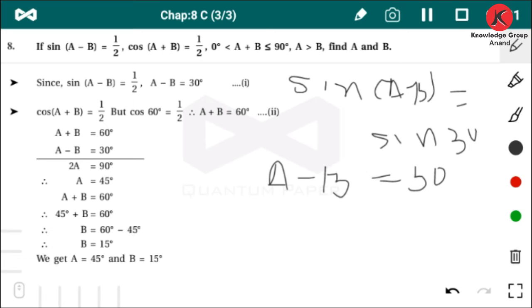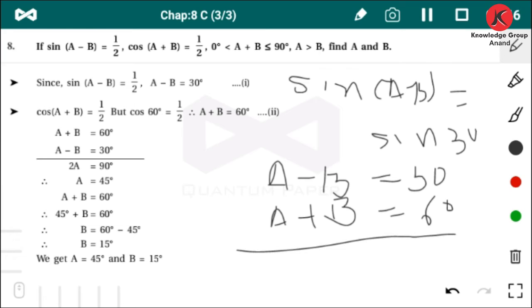Similarly, we get the second equation, cos of (A plus B) is equal to 1/2. Cos is equal to 1/2 at the angle 60, cos 60 is equal to 1/2. Therefore, A plus B is equal to 60, the second equation. Now find angles A and B by the elimination method. 2A is equal to 90.